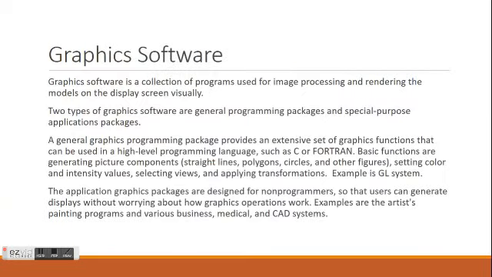Graphic software is a collection of programs which are used for image processing and rendering of models. There are two types of graphic software: general programming packages and special purpose application packages. In a general graphic programming package, an extensive set of graphic functions is involved with a high-level programming language, but the application graphic packages are designed for non-programmers so that they can use them without worrying about the workings of programming languages.